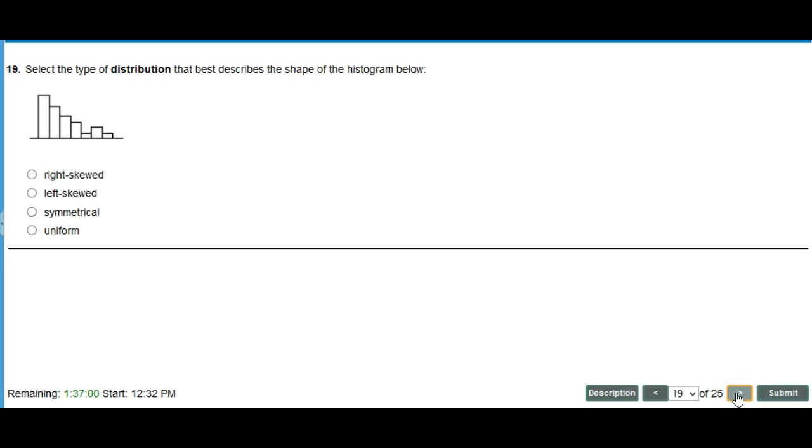Question 19. Select the type of distribution that best describes the shape of the histogram below. Right skewed, left skewed, symmetrical, uniform.